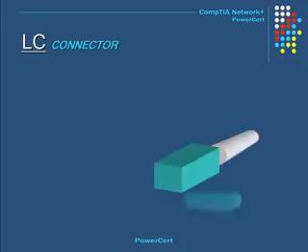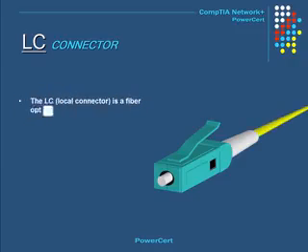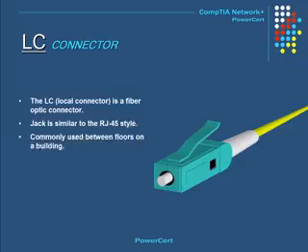And our next connector is called the LC, or local connector. This is also a fiber optic connector. It uses a jack similar to the RJ45. This type of connector is commonly used between floors in a building.